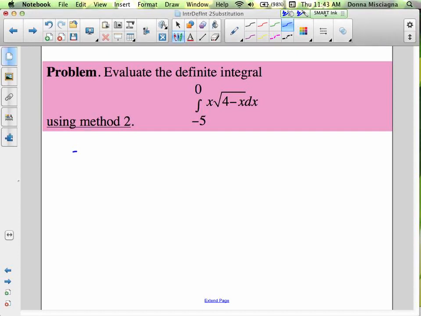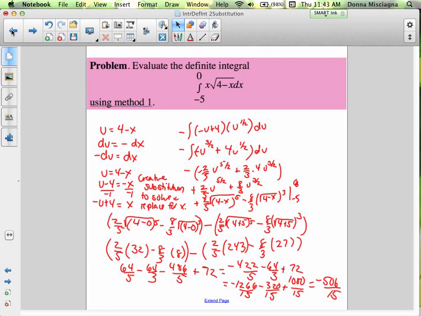Oh, wait, I'm sorry. This is not that problem. Well, it sort of is, but it's identical. We had done this problem yesterday. We had started it. So let's just take that information.